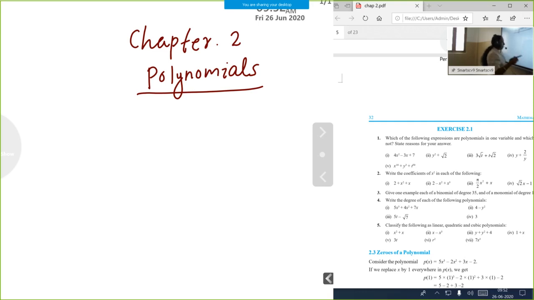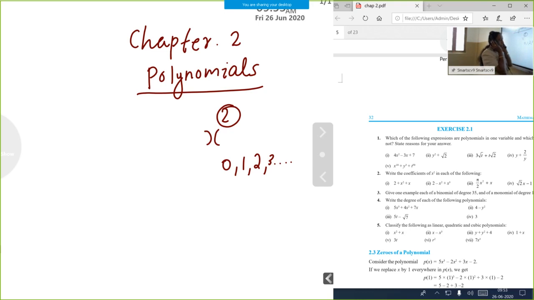So numbers and variables together, we get a polynomial. Variable means letters, English alphabetical letters, X, Y, Z. When we use those letters, they are known as variables. The power of the variable, suppose X square, here the power is 2. The power of the variable is a whole number. You know which are whole numbers? 0, 1, 2, 3. These are known as whole numbers. When the variable's power is a whole number, they are known as polynomials.